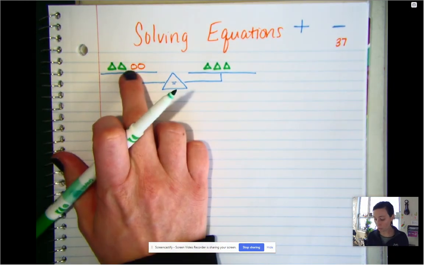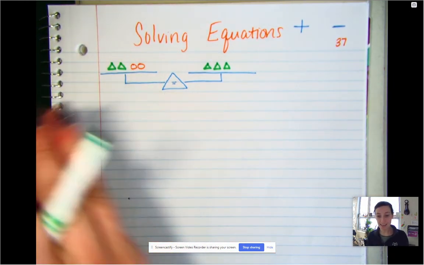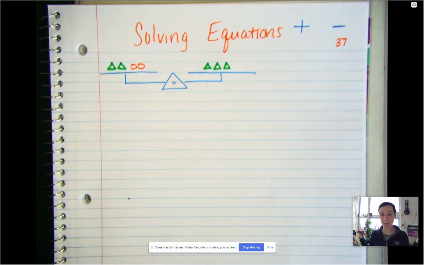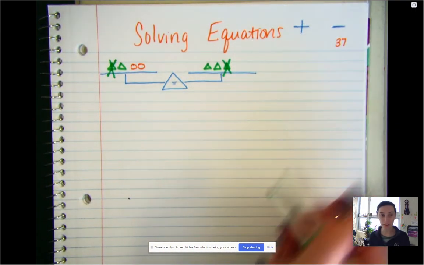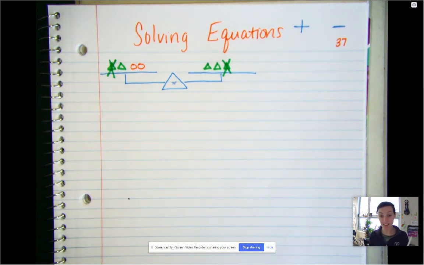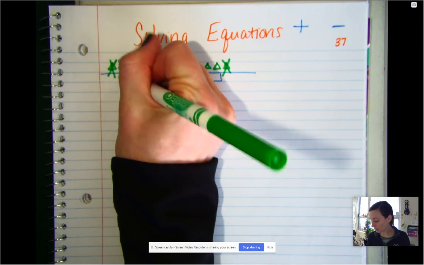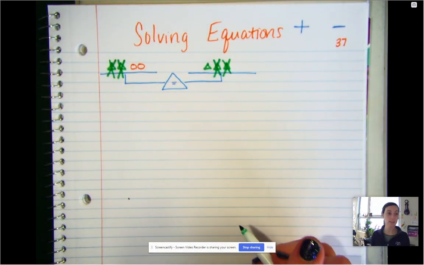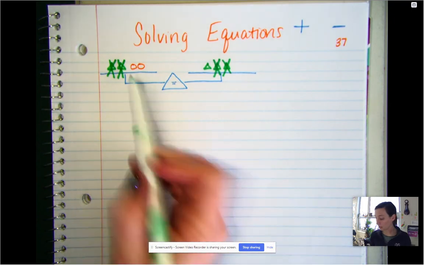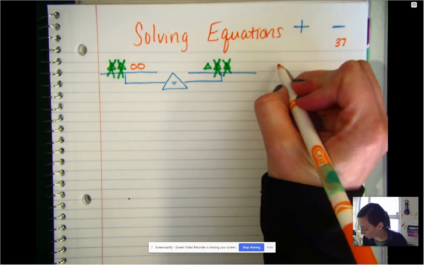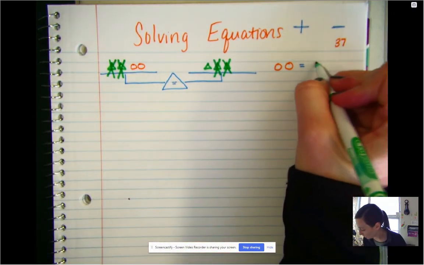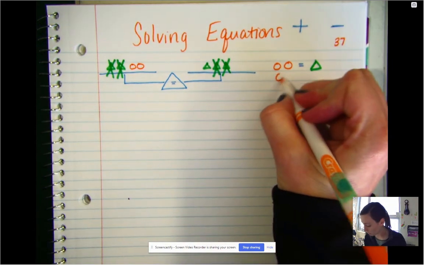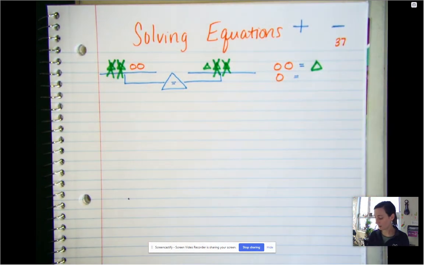Well, in order to figure out what a circle is worth, I can take things off the scale, and as long as I take the same thing off on both sides, the scale will stay balanced, right? So if I take one triangle off here and one triangle off here, the scale is still balanced because I did the same thing to both sides. If I take another triangle off each side, the scale is still balanced. So now we find out that two circles is the same as one triangle, or we could say that one circle is the same as half of a triangle.